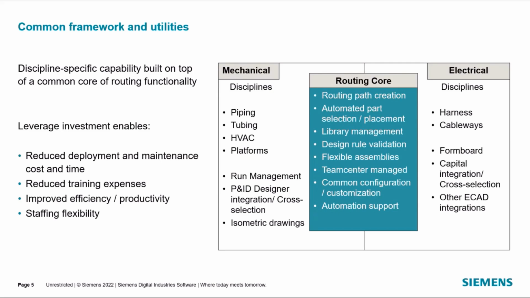And within those two areas, there's some disciplines that can further refine how we use the application. So on the electrical side, we have wire harnesses, we have cableways. For example, on the mechanical side, you've got piping and tubing, HVAC platforms. So each of those have unique design requirements. So you'll see different libraries used. You'll see the application of different design rules.